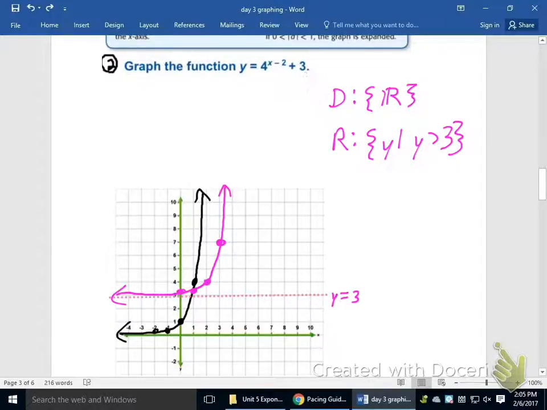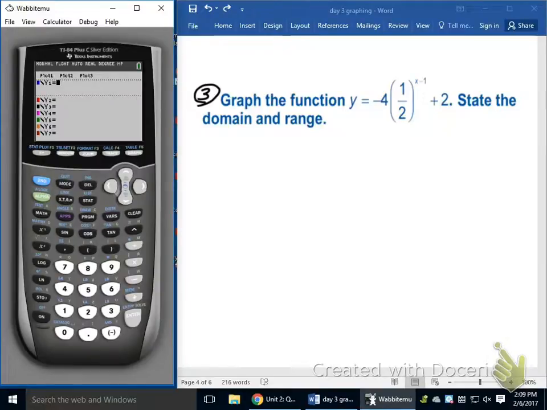I'm going to go ahead and graph this problem, but I'm just going to do it in my calculator. Negative 4 times 1/2. And when I close the parentheses, I'm going to raise it to the x minus 1. Those parentheses are actually really important because that means that the x minus 1 exponent is raising both the 1 and the 2. Without the parentheses, it would only be raising the 2, so it's really important.